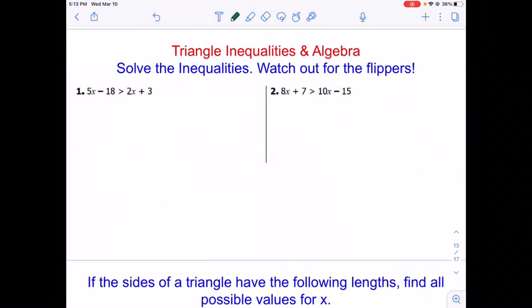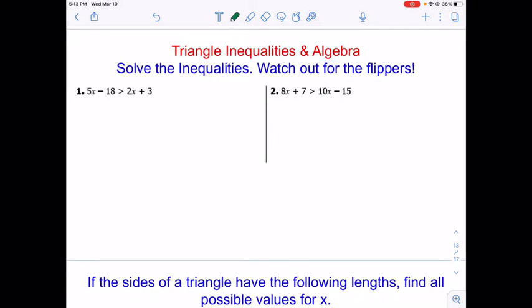Now let's look at some more triangle inequalities, but now we're going to involve algebra. So one thing to watch out for, it says watch out for the flippers. Remember, anytime you multiply or divide through by a negative number, we have to switch the inequality. So let's take a look here. It doesn't happen all the time, but occasionally it does.